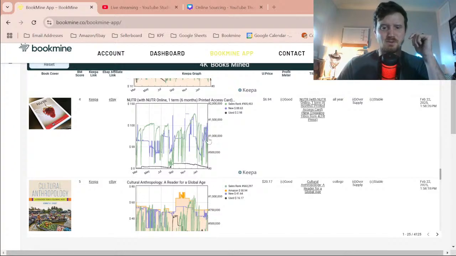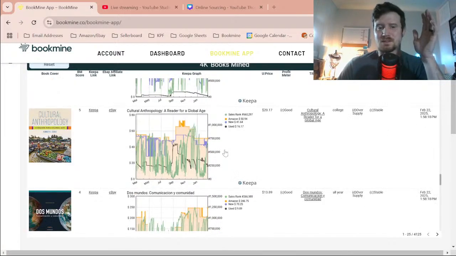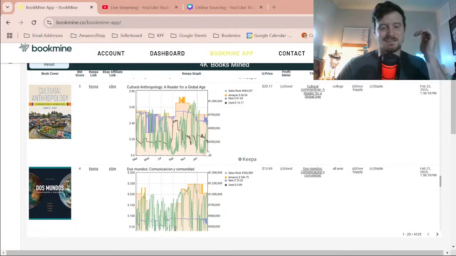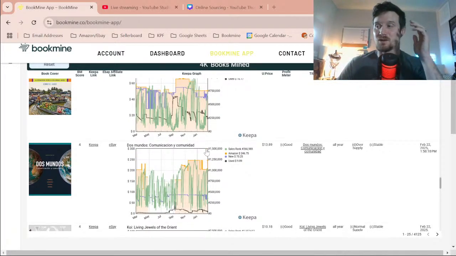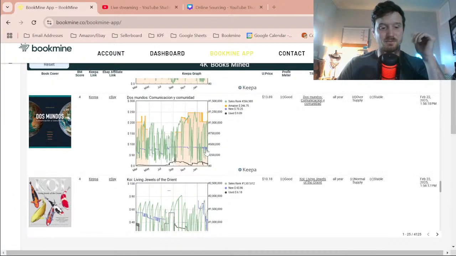The blue line is new. Most of the time, whenever you see the blue line, that's kind of the ceiling price that you can price your books at. Not all the time. There are times where it's going to be a little different.